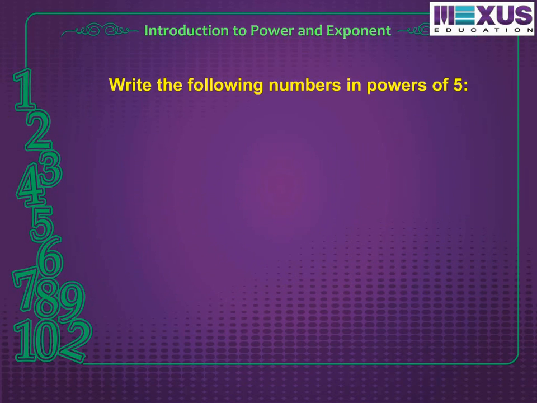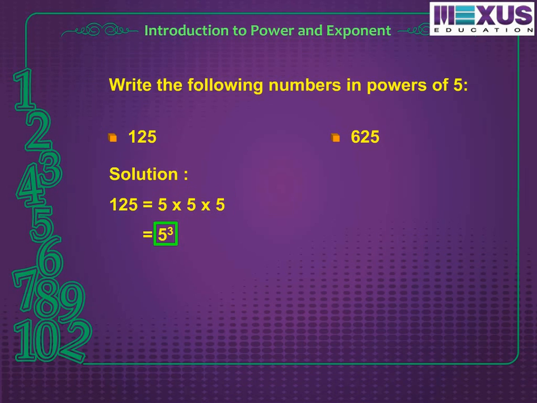Write the following numbers in powers of 5. First, 125. Second, 625. Solution. 125 is equal to 5 multiplied by 5 multiplied by 5, which is equal to 5 raised to power of 3. And 625 is equal to 5 multiplied by 5 multiplied by 5 multiplied by 5, which is equal to 5 raised to power of 4.